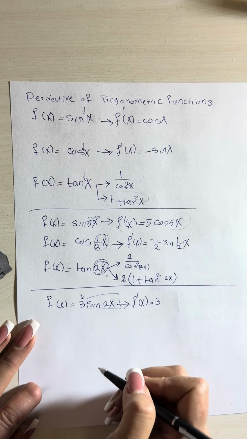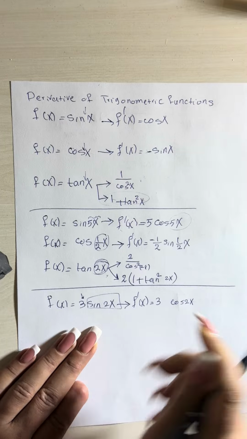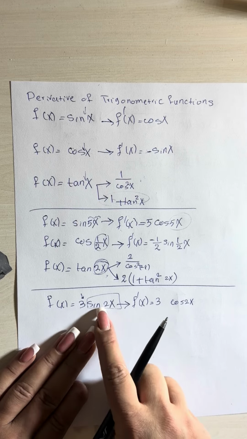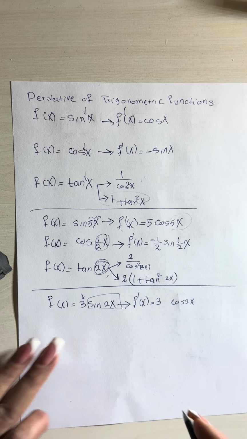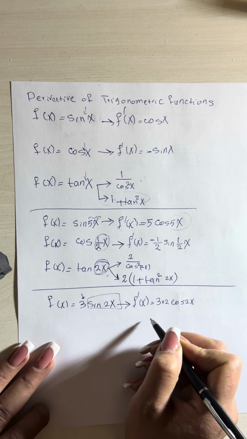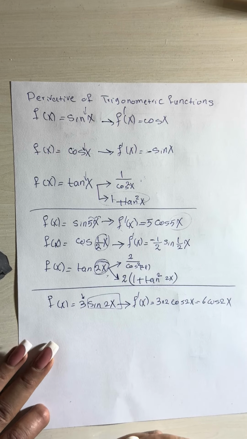Now I have to derive the sine. Sine will become cosine, keeping the same thing inside, which is 2x. Look, cosine 2x. But we said when we derive the sine, after changing sine to cosine, I have to say times the derivative of the angle. What is the angle? The 2x. The derivative of 2x is 2, so I have to multiply 3 times 2. So the final answer is 6 cosine 2x.